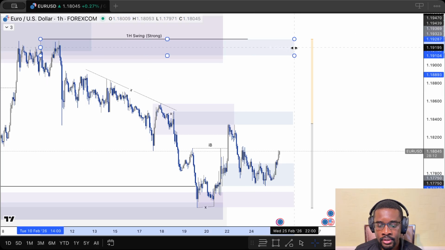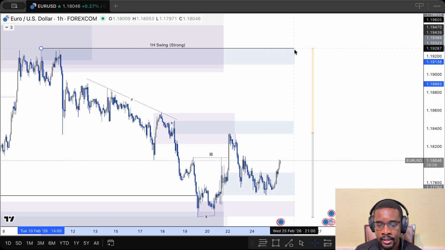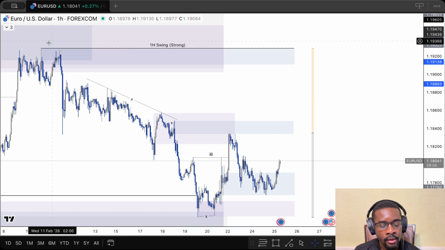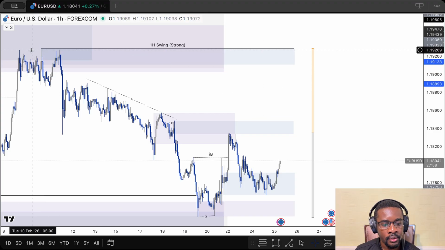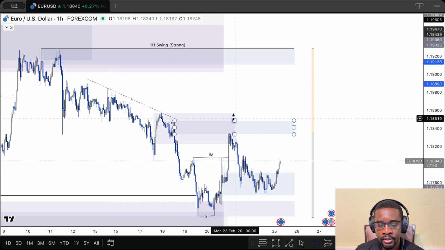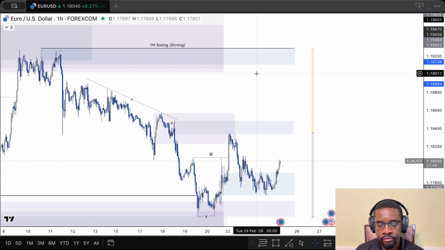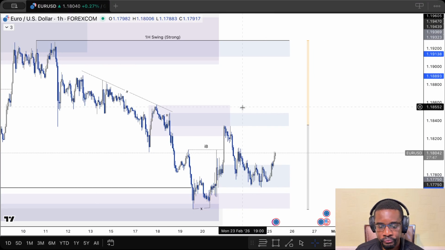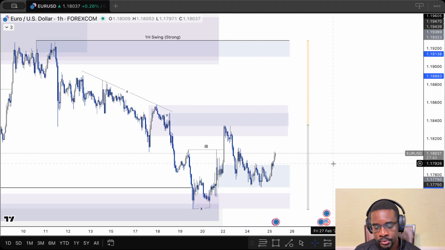So this is our extreme POI that is not yet mitigated. However, it has relatively equal highs as well. So we have these 3 highs that are relatively equal. So it is likely that if price is to reach all the way up there, it might likely fail. So as it stands though, this is what we have.